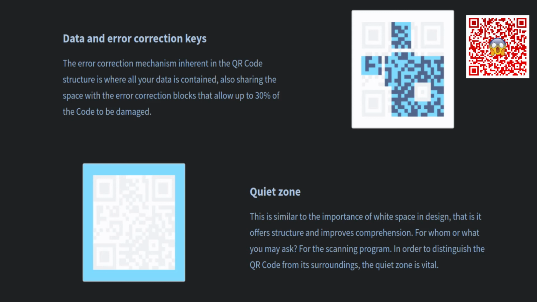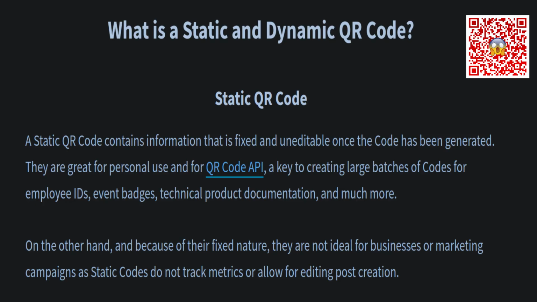Data and error correction keys. The error correction mechanism inherent in the QR code structure is where all your data is contained, also sharing the space with the error correction block that allows up to 30% of the code to be damaged. Quiet zone. This is similar to the importance of white space in design. That is, it offers structure and improved comprehension for whom or what you may ask. For the scanning program, in order to distinguish the QR code from its surroundings, the quiet zone is vital.